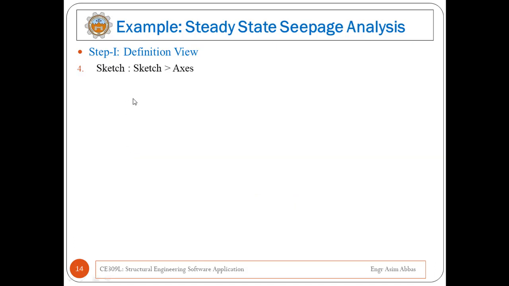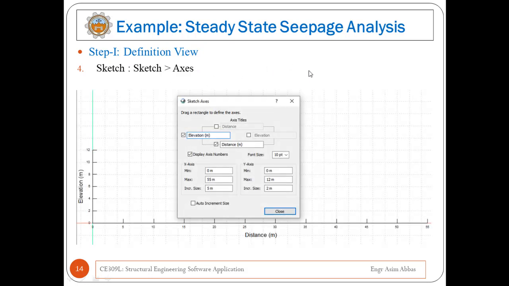Step 4 is to sketch axis. For that, go to Sketch, then choose Axes. This window will appear. In this Sketch Axes window, you can set the x-axis and y-axis minimum and maximum values. As per the example, we will enter minimum 0, our maximum will be 55 meters, and the increment size along the x direction will be 5 meters. Similarly, set your values for the y-axis.